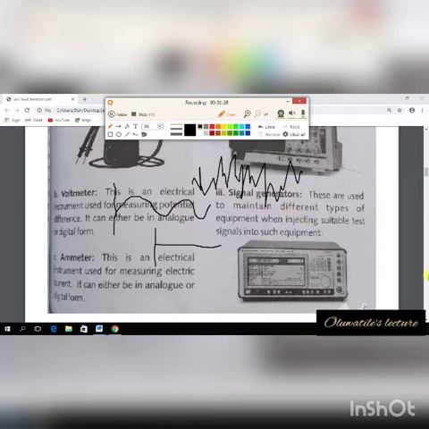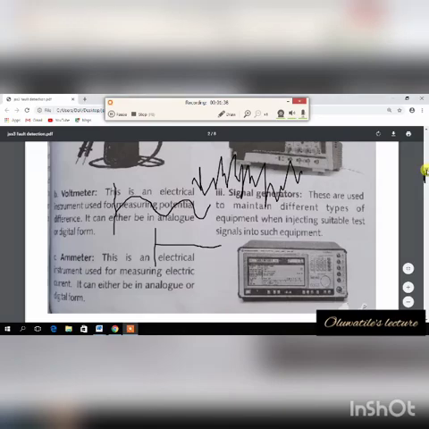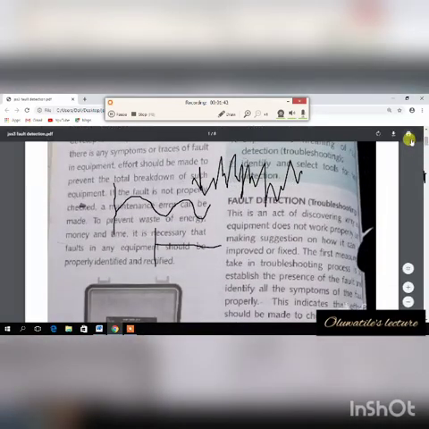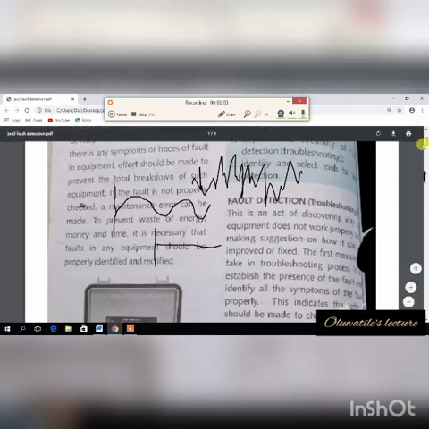So a recap: fault detection is the art of discovering why an equipment does not work properly and making suggestions on how it can be improved. You must make suggestions. If you are just checking and at the end of the day you are not making suggestions, it's not fault detection. So you must discover it and you must make suggestions. That is what will make it fault detection.